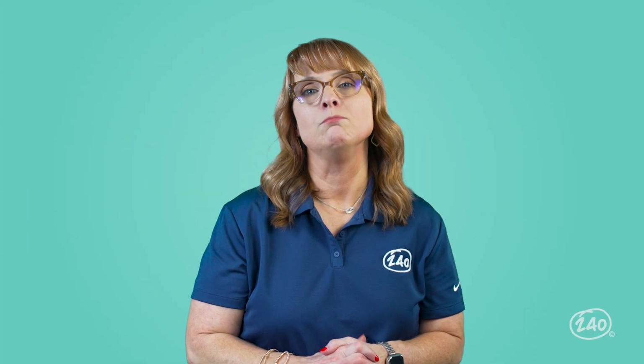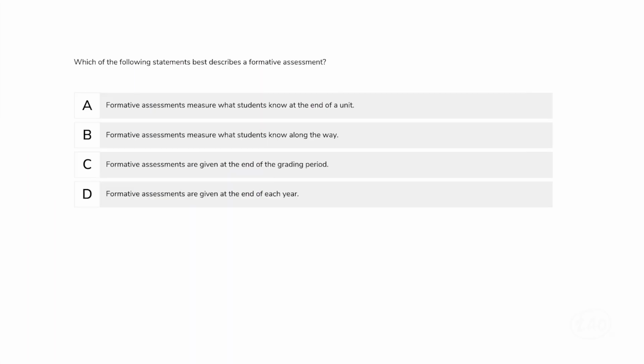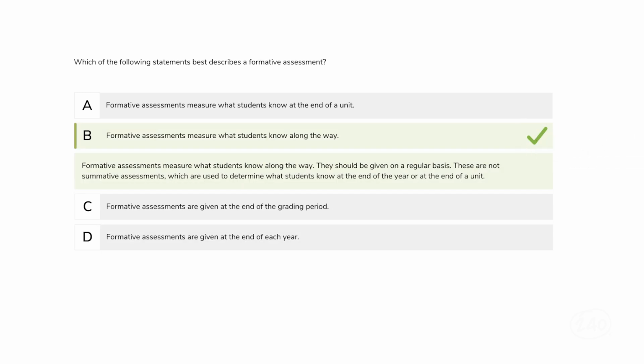Now let's do one more in Domain A. How about assessment and instruction? Which of the following statements best describes a formative assessment? Summative assessments are used to determine what students know at the end of the year or at the end of a unit. But formative assessments measure what students know along the way. They should be given on a regular basis.